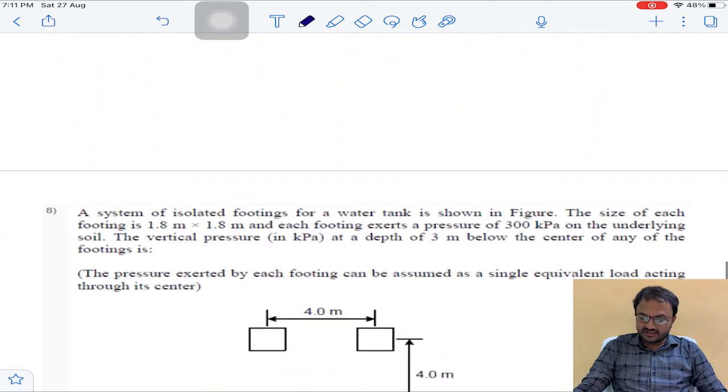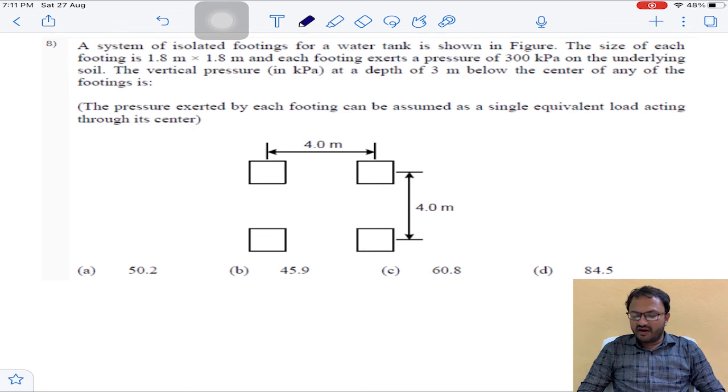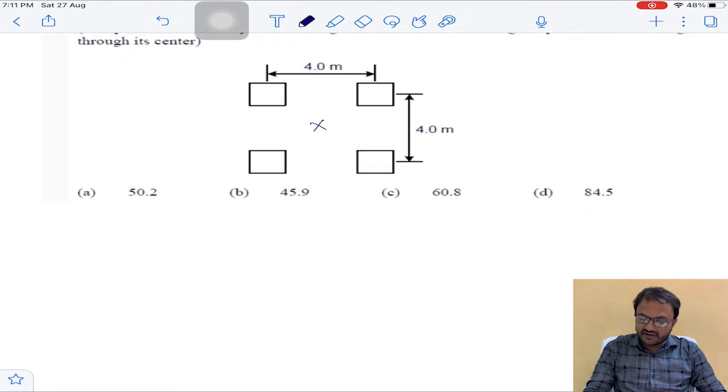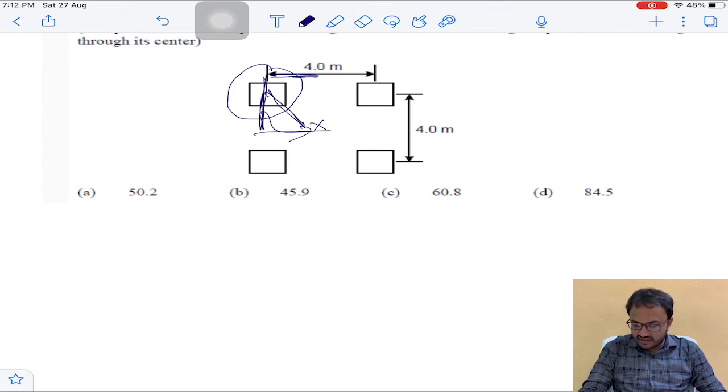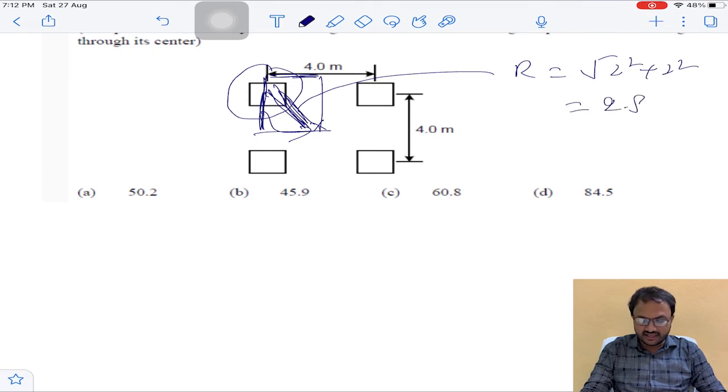Coming to question number 8. A system of isolated footings is given, 4 isolated footings. Now we need to calculate the pressure at the center of the isolated footings. This is applicable by using the Boussinesq equation. First of all, we can calculate the effect of one isolated footing at the center. So this is 2, this is 2, half. So the radius R here will be root of 2 square plus 2 square, which is 2.83 meters.